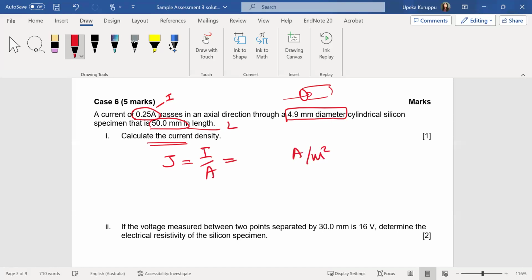So what is the current? 0.225. And the area, it's a cylinder and it is a circular area, isn't it? So you can find the area, which is pi d squared over 4. Then you divide the current by the area. I put a note here: this capital A stands for amps, it's a unit, and this A is the area. What do we get? You need to convert the millimeters to meters again, okay?